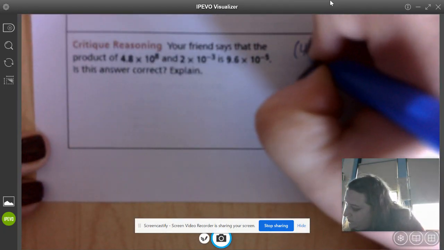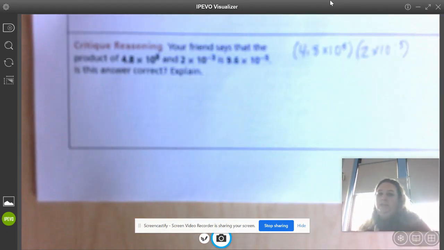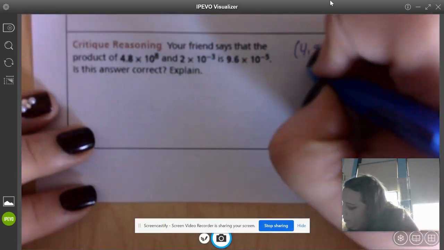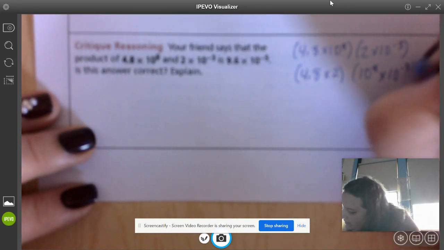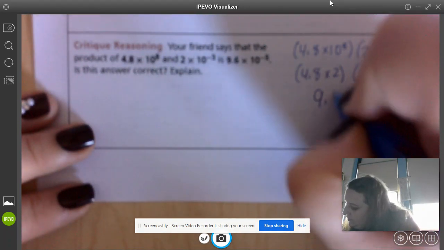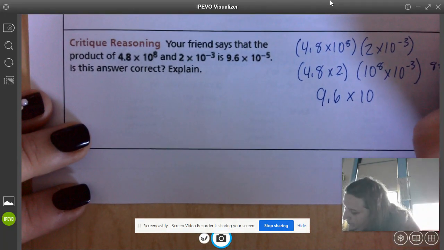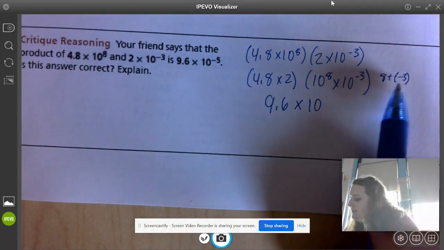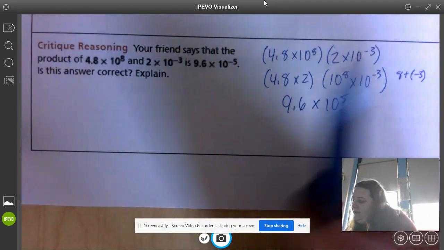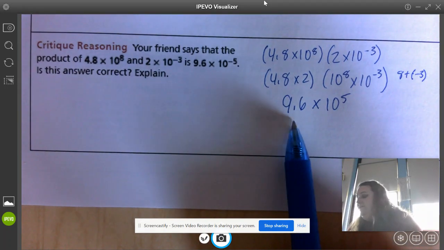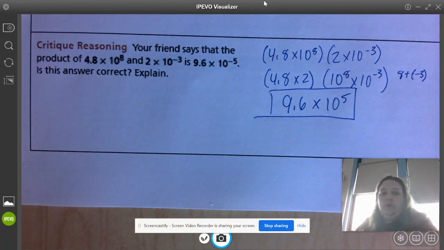So let's go through the process. 4.8 times 10 to the 8th and then 2 times 10 to the negative third. I like to rewrite this so I have my first factor and second factor parts together. So we're going to multiply 4.8 times 2, and then 10 to the 8th times 10 to the negative third. So 4.8 times 2 is 9.6 times 10. Now 8 plus negative 3, that's what we have to do. We have more positives than negatives, and I have 5 more positives, therefore it's positive 5. And I checked to see if it's true scientific notation. That first factor is between 1 and 10, and I have a base 10 as my second factor. So that would be the answer.